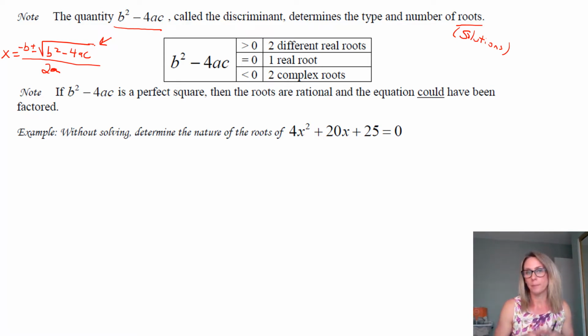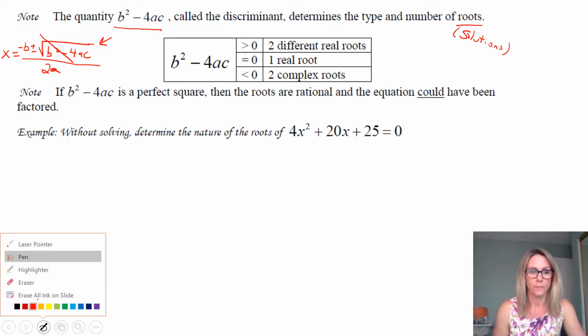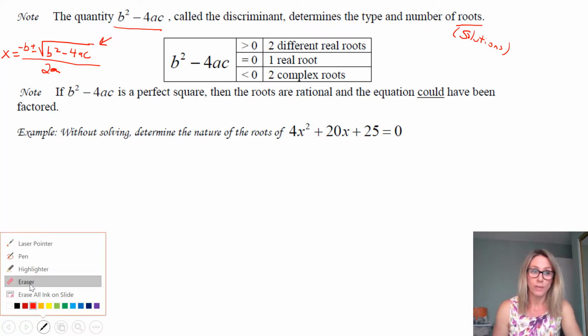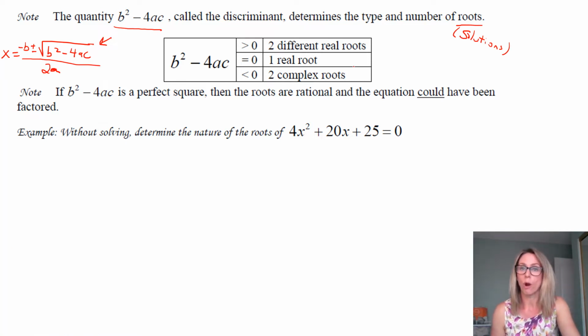If that whole piece inside, b squared minus 4ac, is 0, this whole piece right here is gone. And all you're left with is negative b plus or minus nothing over 2a, so negative b over 2a. Without that plus or minus, that's just one solution or one root. If the inside of that is a negative b squared minus 4ac, well, you take the square root of a negative, you're not getting something real. You're getting an imaginary number. And so that's what it means to say two complex roots, is that those two roots are going to be imaginary instead of real numbers.